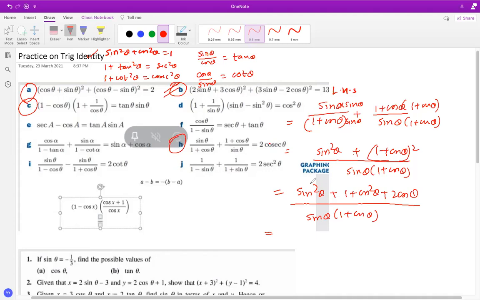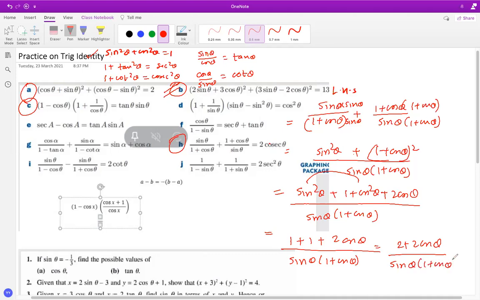Now here, sin²θ + cos²θ is 1. So 1 + 1 + 2 cos θ over sin θ (1 + cos θ). So this becomes 2 + 2 cos θ over sin θ times (1 + cos θ). So you take 2 common, and what you get is 2(1 + cos θ) over sin θ (1 + cos θ). So 1 + cos θ gets cancelled, and at the end, what you get is 2 cosec θ. So that's what you wanted to prove, the right hand side.